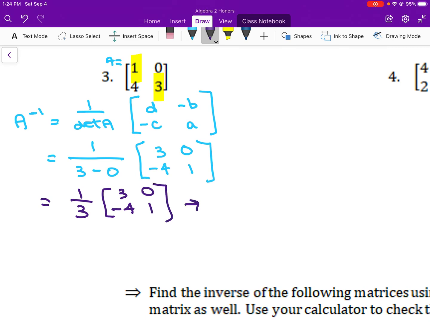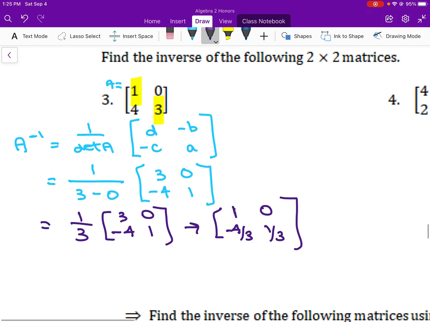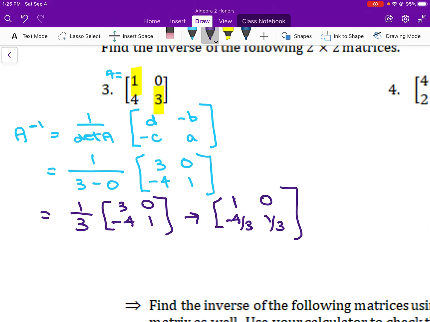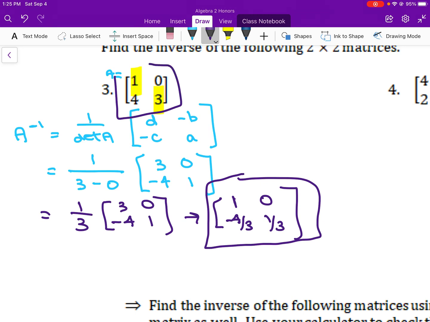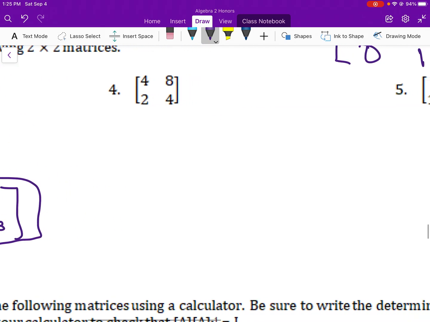And taking that a step further, if I distribute that 1/3 in, I have 1/3 times 3, which is 1. 1/3 times 0 is 0. 1/3 times negative 4 is negative 4/3. And 1/3 times 1 is 1/3. So that would be the inverse of this matrix. And remember, that's to say that this matrix here, if I multiplied it by my starting matrix, or the other way around, if I take the product of the 2, then I would expect to get the identity matrix.